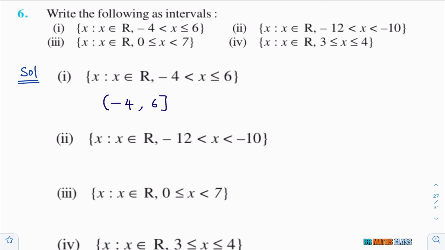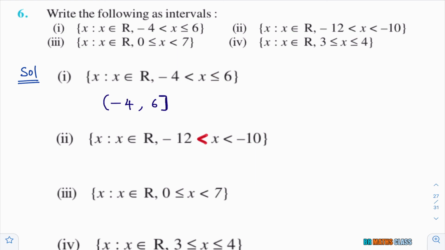Like this. What is this? This contains all the real numbers between -4 and 6. -4 is excluded, 6 is included. Very simple, man: when to write an open bracket, when to write a closed bracket. When strictly less than is there, open bracket. When less than or equal to, or greater than or equal to is there, at that time closed bracket. Okay, I hope you understand.